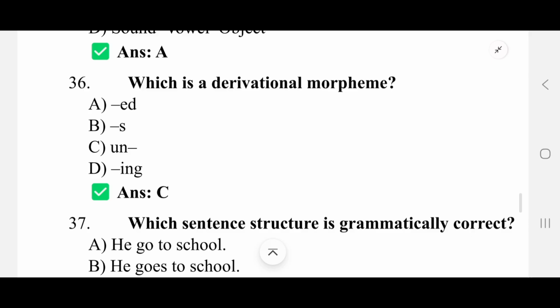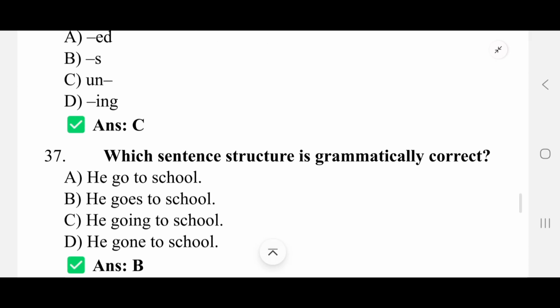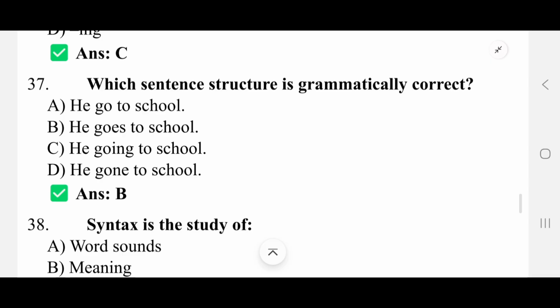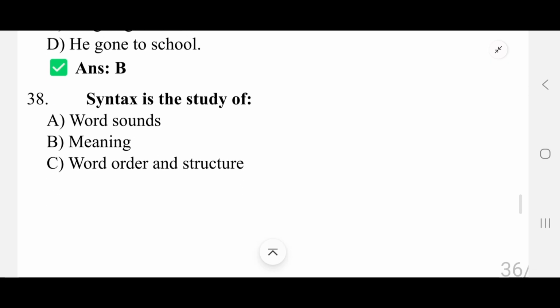The question, which is a derivational morpheme? Option C, un. Which sentence structure is grammatically correct? He go to school, he goes to school, he going to school, he gone to school. So he goes to school, simple present, right? Option B is the right answer.